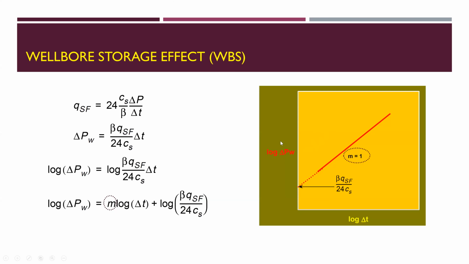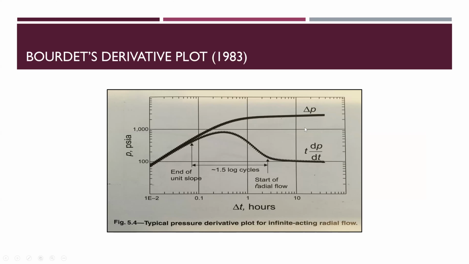Starting from the wellbore storage again, wellbore storage on the log-log plot will be represented as a straight line with a unit slope. Unit slope, that means m equals 1. On the log-log plot, it has been noticed that both delta P, which is the pressure change, and the pressure derivative are overlapping on each other. This is why we can easily identify the wellbore storage by both of them overlapping.